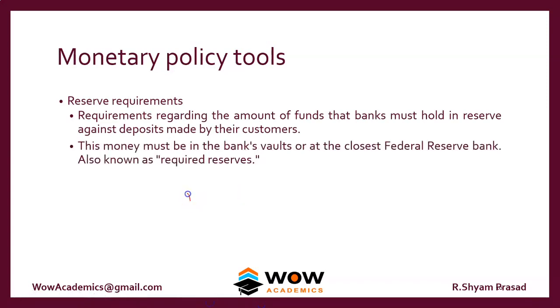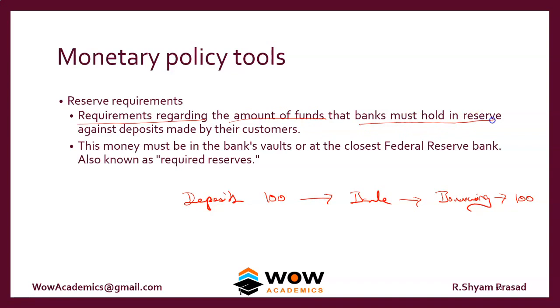Every bank operates on deposits. So assume that you deposit 100 rupees, that goes to the bank, and the bank gives it as borrowing, the same 100 rupees. So what happens is the bank creates a kind of reserve here. Requirements regarding the amount of funds that banks must hold in reserve against deposits by their customers. This money must be in the bank's vaults or at the closest Federal Reserve Bank, also known as required reserves. So assume you have deposited 100 rupees, the bank cannot lend the same 100 rupees.